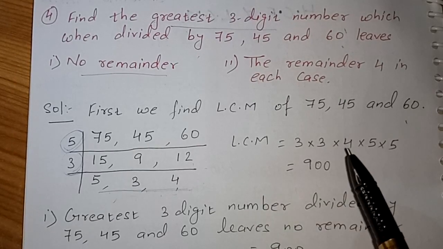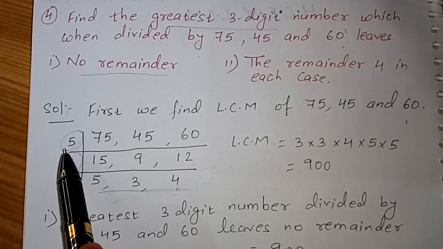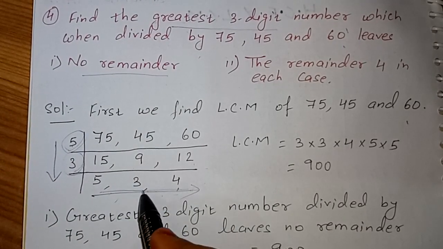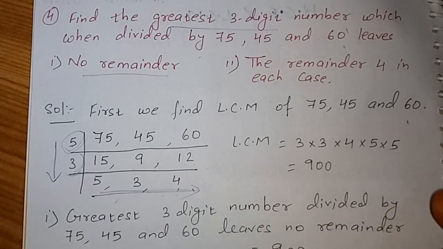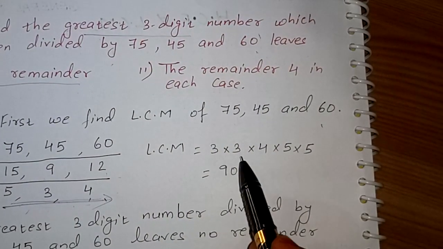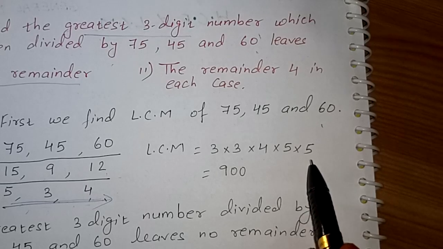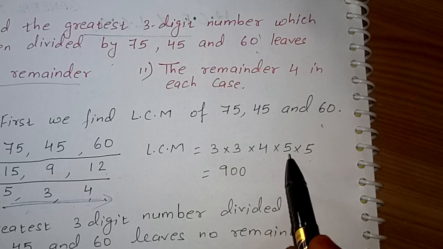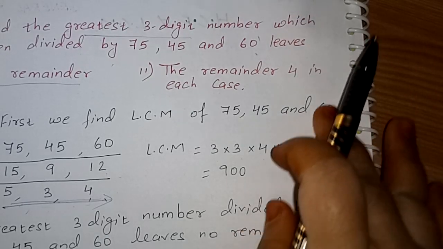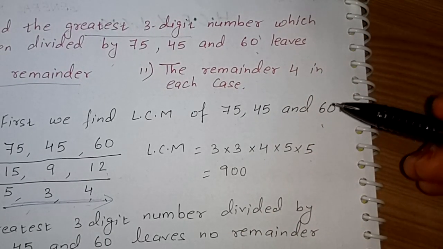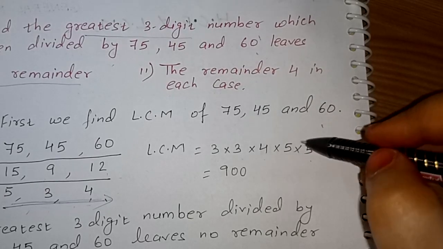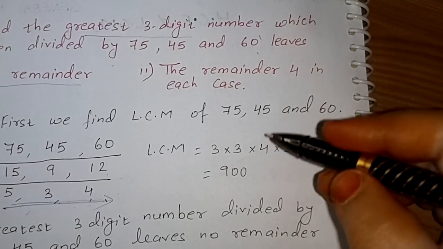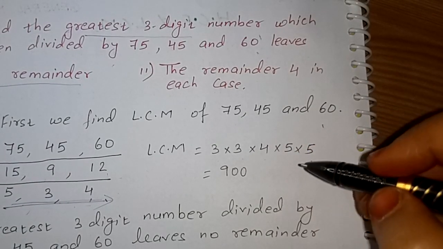Okay, so now we will find the LCM. The LCM is 5 into 3 into 5 into 3 into 4. We arrange it in order: 3 into 3 into 4 into 5 into 5. When we multiply, children, we must see the possible cases so that you can multiply easily. Now you can see 5 fives are 25, 25 fours are 100, and 3 threes are 9. So 100 into 9 is 900.